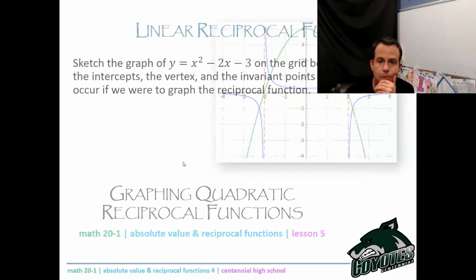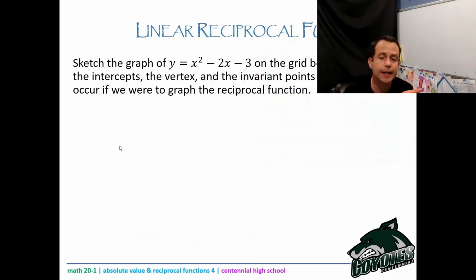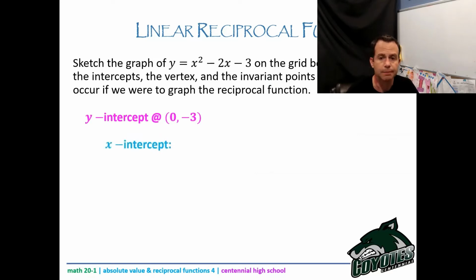Okay, so sketch the graph of y equals x squared minus 2x minus 3 on the grid below. Determine the intercepts, the vertex, and the invariant points that would occur if we were to graph the reciprocal function, because we're going to do that in a minute anyway. Okay, so y-intercept, easy to tell. I plug 0 in for x and I'd get out -3, right? So I know I have a y-intercept at 0, -3.